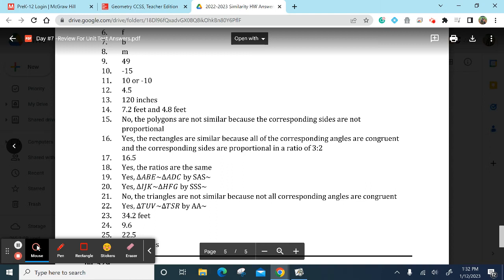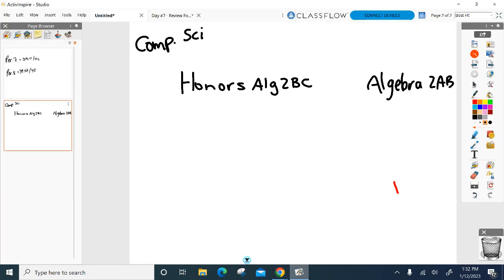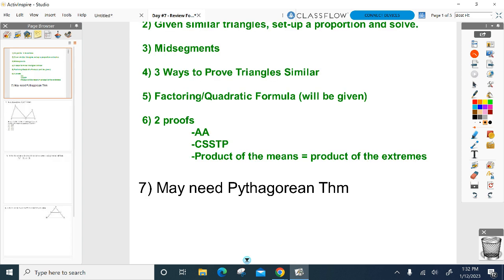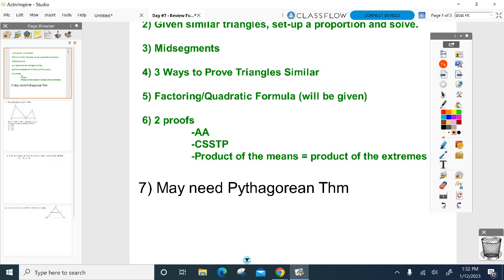Talk about the makeup. The makeup of it is also on Google Classroom, so please don't feel the need to copy everything down. I put this all on Google Classroom under similar triangles.